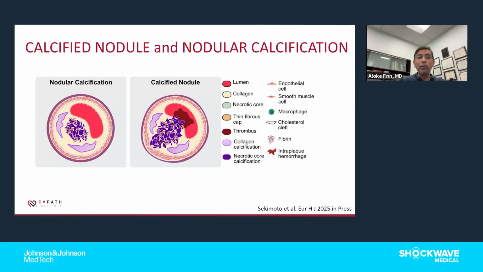Just a brief note: nodular calcification, of course, is a morphology of calcium seen in coronary arteries where there are nodules of calcium within the intima, but there's an intact fibrous cap. Whereas calcified nodule is a specific entity, some people refer to it as eruptive calcified nodule, where the nodules of calcium essentially erupt into the lumen, causing a fibrin-rich thrombus to form. These are usually cases that present with ACS.